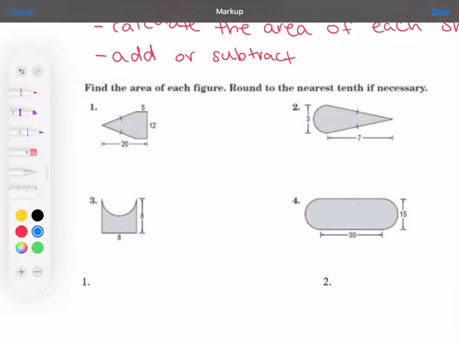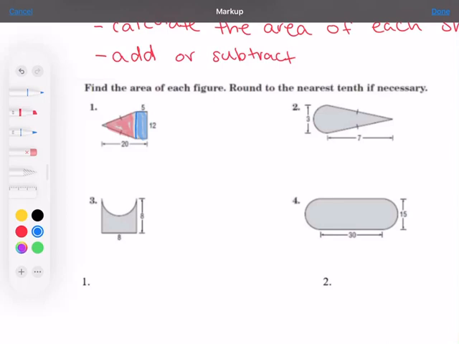So number 1, we have to find the area, and if we need to, we have to round to the nearest tenth. So you can tell here we have two shapes. If I draw this line here in blue, we can tell that this area is a rectangle, and then this shaded area in red, that is a triangle. Both of those things we know the formulas to calculate.